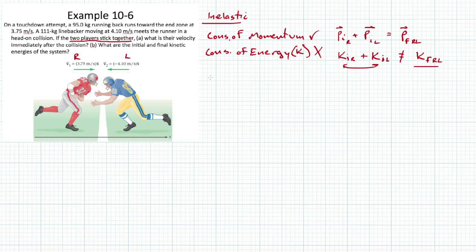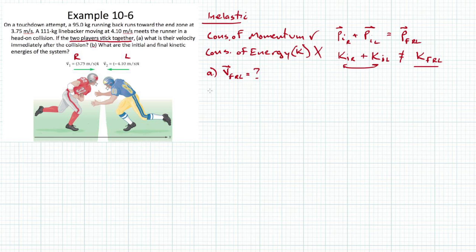So we've got two parts to this question. Part A asks us, what is the final velocity of the running back and linebacker together? That is, which way are they going? They're running different directions now, but what's the velocity? And I should put an arrow over that because it's a vector. What's the final velocity of them together?